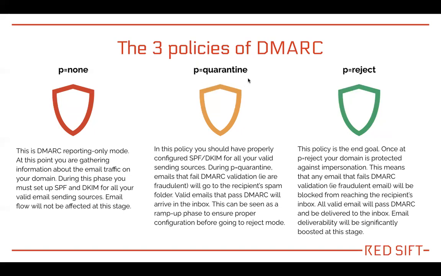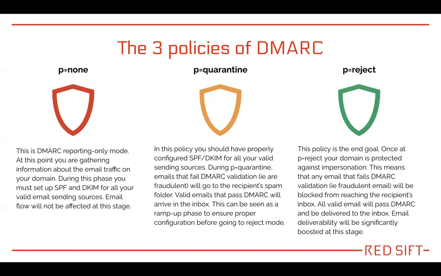Once everything's set up correctly, we then safely move you forwards to a policy of quarantine. In this status, any of the DMARC failing emails, i.e. unauthorized, illegitimate emails, you're instructing the receiving service to push those emails into their spam folders. So it's kind of an in-between setting of protection.